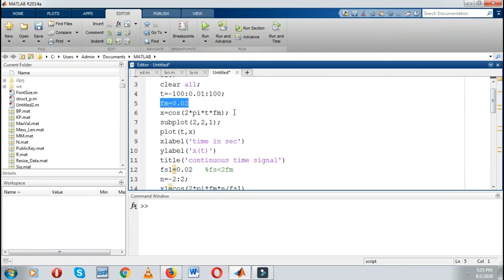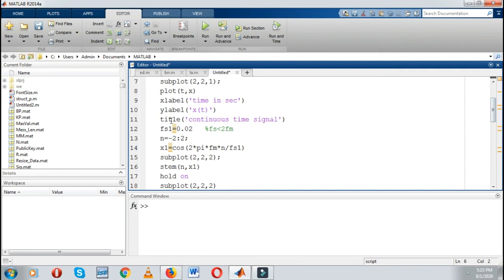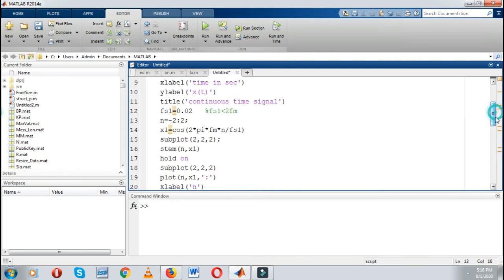So I have taken one equation, that is a continuous signal. First I have plotted that signal. Then I have written the first sampling frequency 0.02. This is nothing but a sampling frequency less than 2 fm, because fm is 0.02, so its double is 0.04. So obviously fs1 is less than 2 fm.